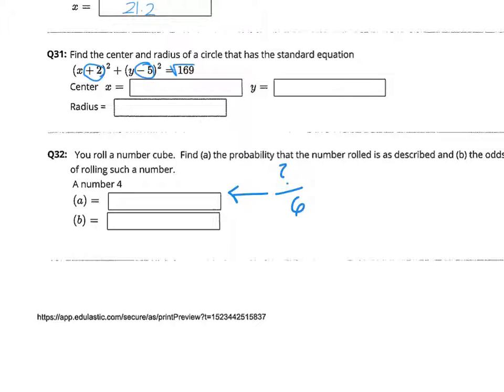A. And for B, what are the odds? Okay, so what's the chance that it could be a 4? Well, it's going to be 1. What are the chances that it wouldn't be a 4? How many numbers are left? That's your bottom number. That's what you're going to put in for 32.